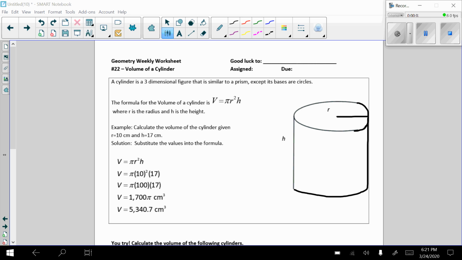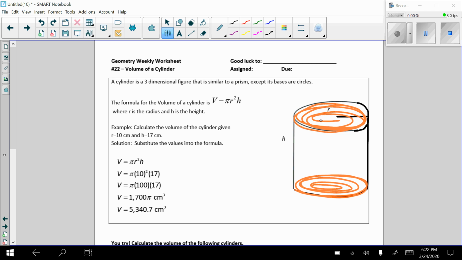Hello, geometry students. Today's lesson is on how to calculate the volume of a cylinder. Now, we already know a cylinder is kind of like a prism, but it's not, because it has two circular bases that are congruent and parallel. I don't know why this didn't copy very well over to this program, but it didn't. So that's what our cylinder is going to look like.